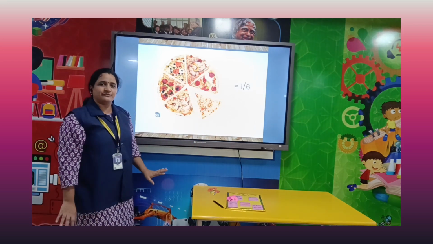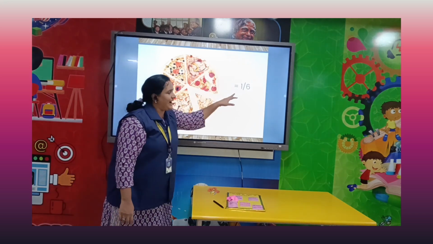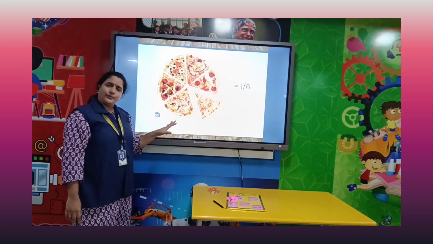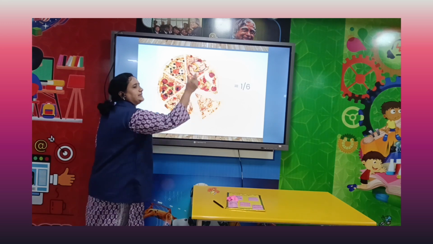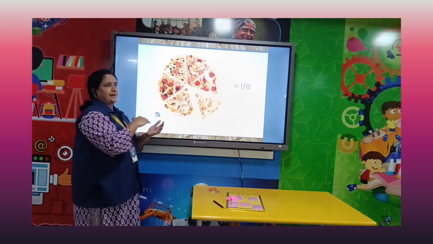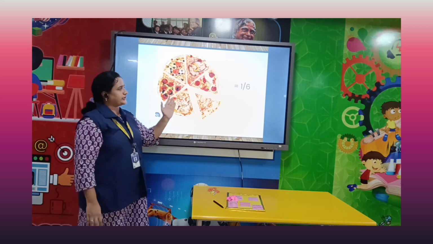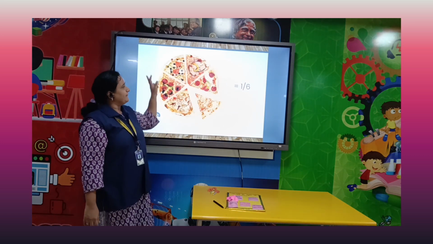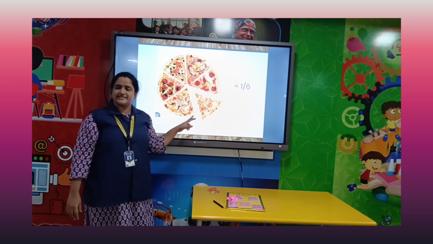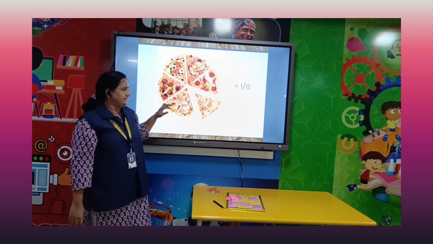So what is the fraction for this? 1 by 6. How will we denote the fraction? The part which we took out should be in the numerator, and the total part, the whole object, should be denoted in the denominator. So here the fraction is 1 by 6. Is that clear for you all? Good.